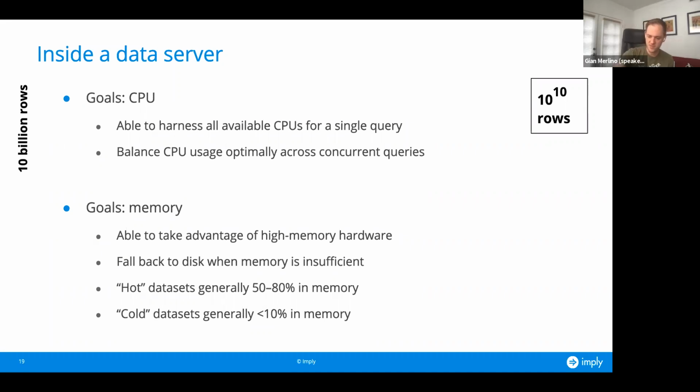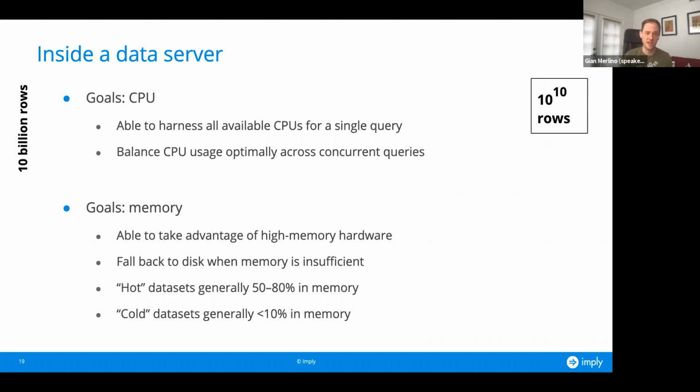We have a few goals for the data servers that inform the design. And so, like I mentioned, I want to give a flavor of how each of these pieces of the system is designed. And so the goals for the data server design, number one is a CPU-oriented goal. We want to be able to harness all the available CPUs for a single query. That means that if there's only a single query running on the system, we want every single CPU in the entire cluster to be able to participate in that one query. And that's a goal of maximum parallelism.